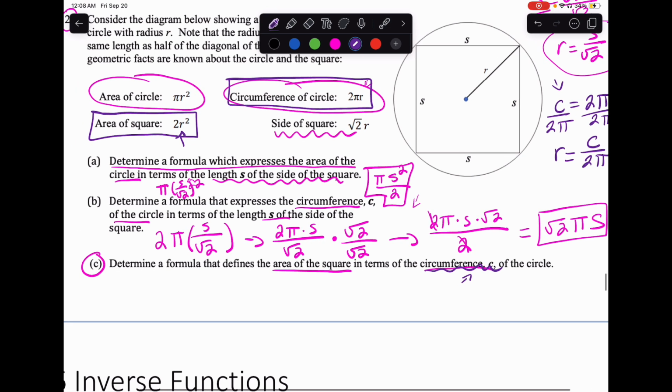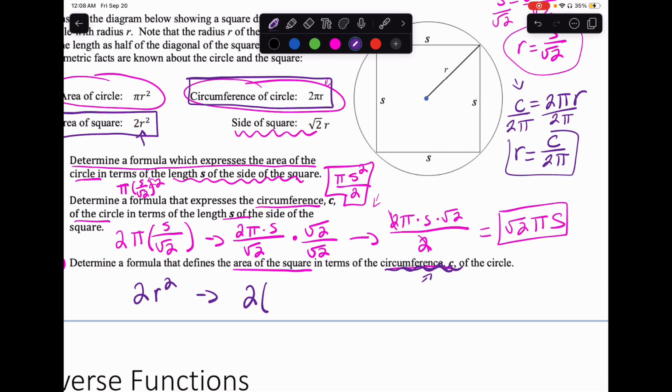So area of a square, we know that's 2r squared. But instead, we're going to say 2 times, in terms of circumference, so we can use that r equals C over 2 pi. So it's C over 2 pi, squared. And then we're going to simplify. Again, you want to use the power rule for your exponents. We're going to have that this is 2 times C squared over 2 squared, which is 4. And with the pi, we can just leave it as pi squared because we don't want to deal with all the decimals that come from that.